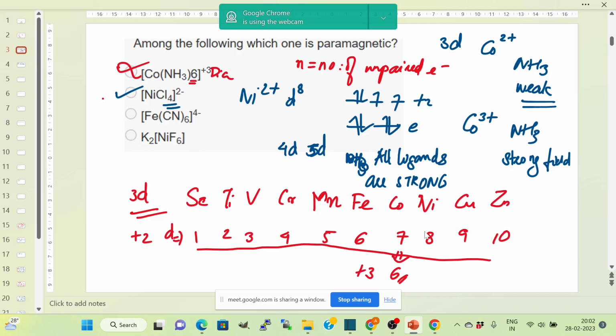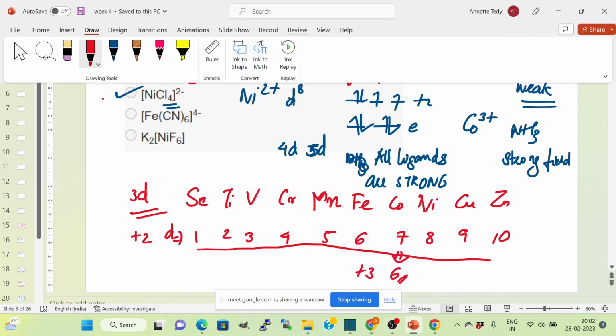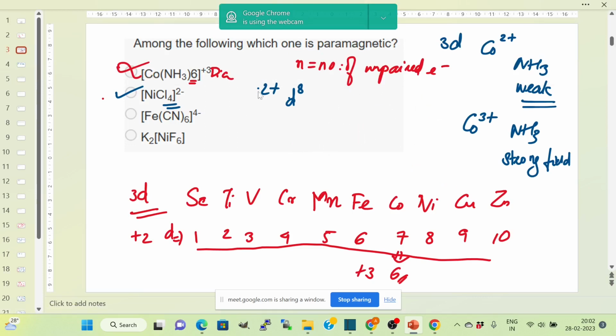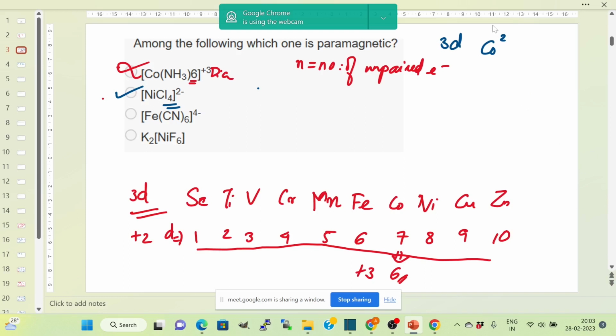Now, okay, let us do FeCN6 4 minus. So please put it in the chat box. Option C, is it diamagnetic or paramagnetic? That is pretty straightforward. I think we have solved it many times also. For your reference, I am keeping this number of d electrons at the +2 state.